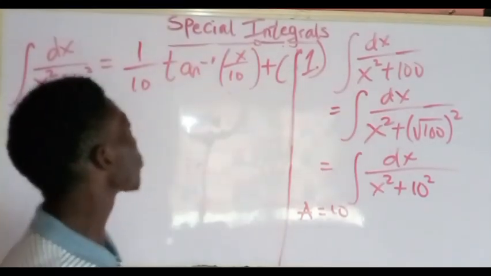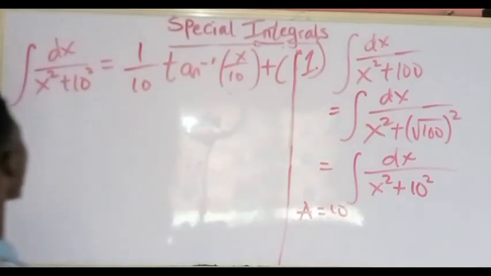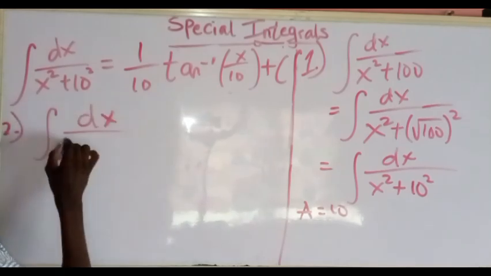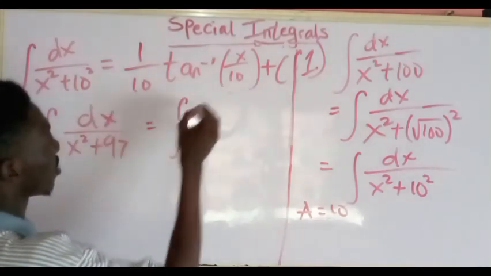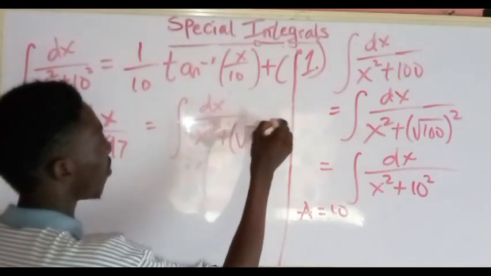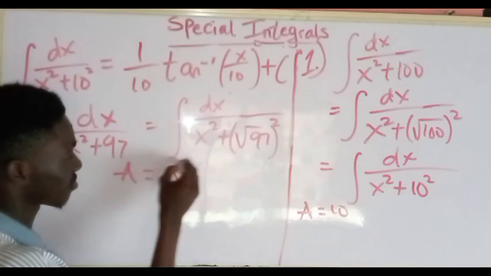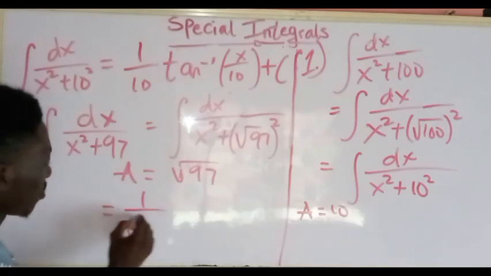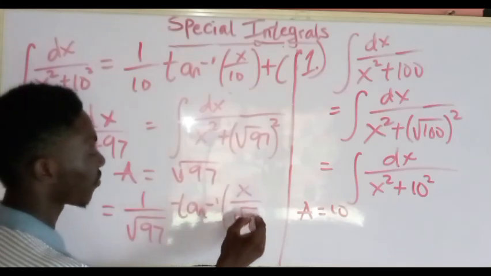Okay. So we add integrals. Our a is 10, and that leads to this. So the second question will be the integral of dx over x squared plus 97. Looking at this, that should be dx over x squared plus the square root of 97 all squared. In this case, my a here is the square root of 97. So therefore, my final answer will be 1 over square root of 97 tan inverse of x over square root of 97.